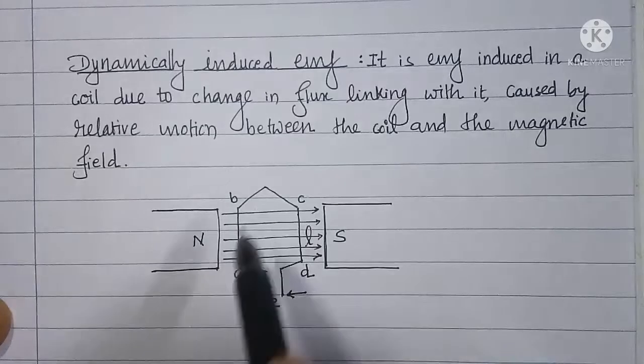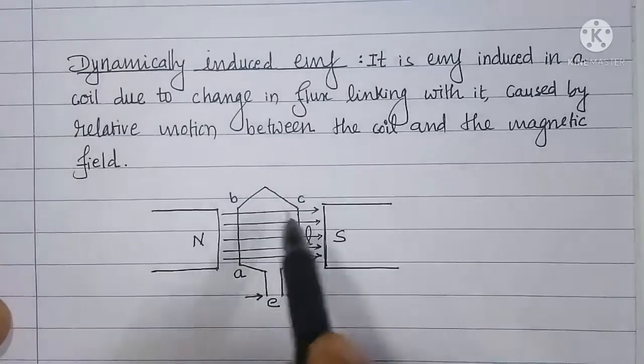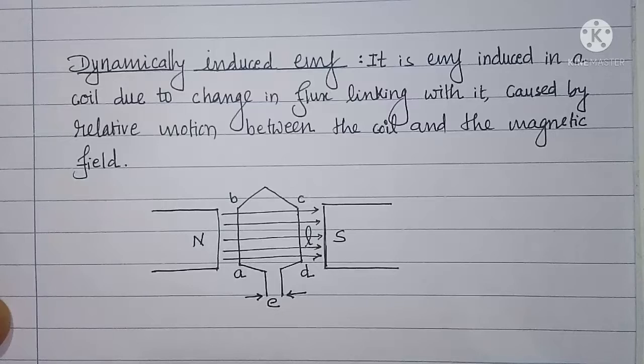Now if this coil is rotated in the magnetic field, then the flux linking with the coil will keep on changing, and because of that change in the flux linking with the coil, EMF will be induced in this coil, and the EMF so induced, E, is called as dynamically induced EMF.